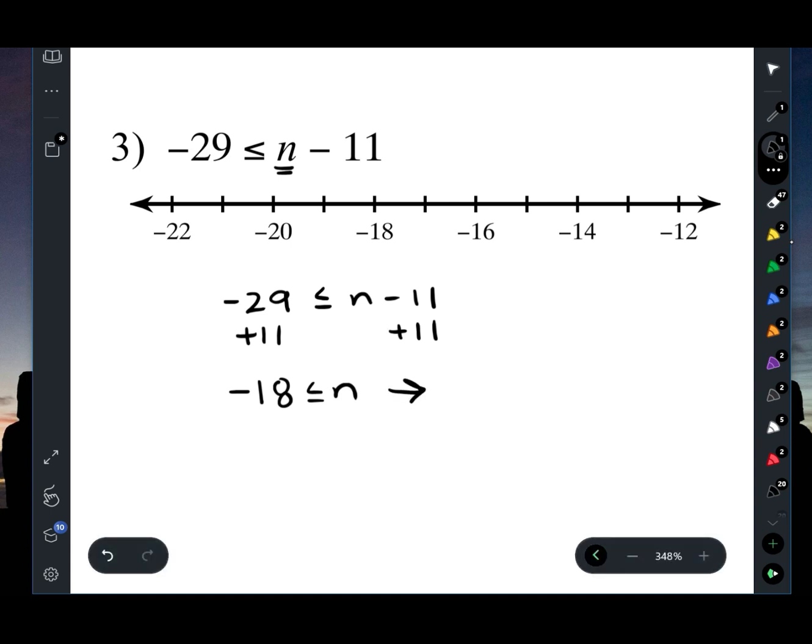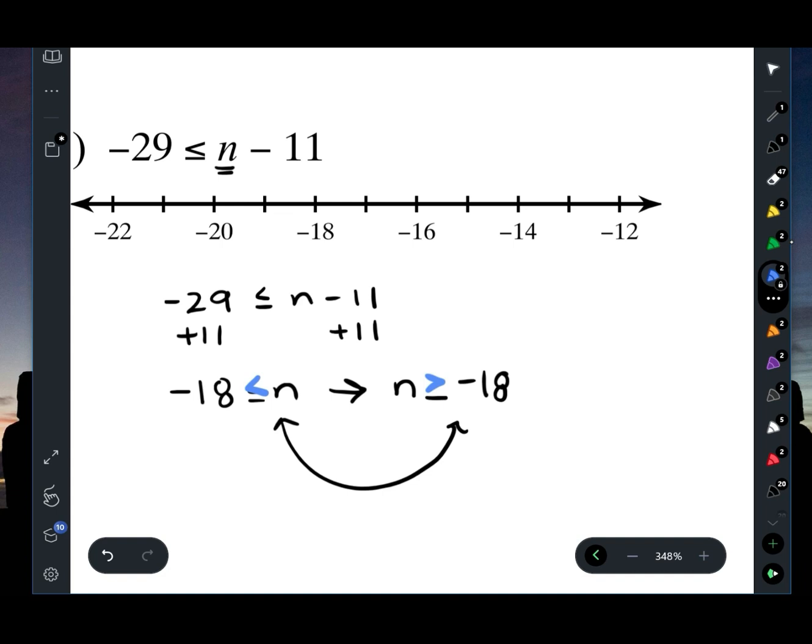And once again, let's switch that around. So we talked about last lesson, switching it so n's on the right. So n is greater than or equal to negative 18. That will help us see where we need to shade. Really, each question's correct, but it's more helpful to have that variable on the left. So a solid circle around negative 18.